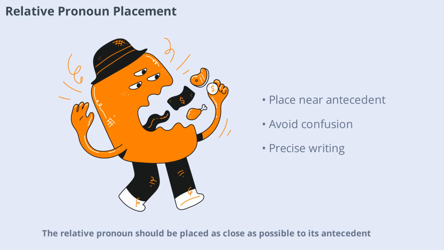The relative pronoun should be placed as close as possible to its antecedent. For example, these biscuits, which are made from edible grass, are from Germany. This placement avoids confusion and keeps your writing precise.